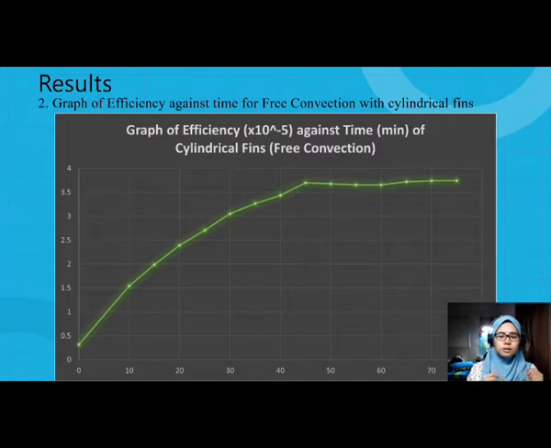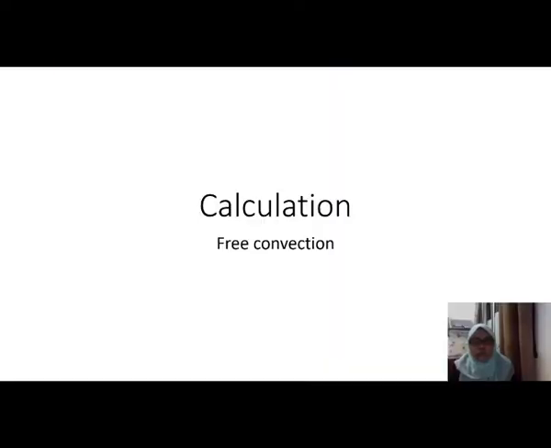From this data, I can conclude that the purpose of convection fins is to lead heat from warm water in the radiator through the main body and out to a large surface area, which is in contact with ambient air. So I will continue with the calculation for the free convection.